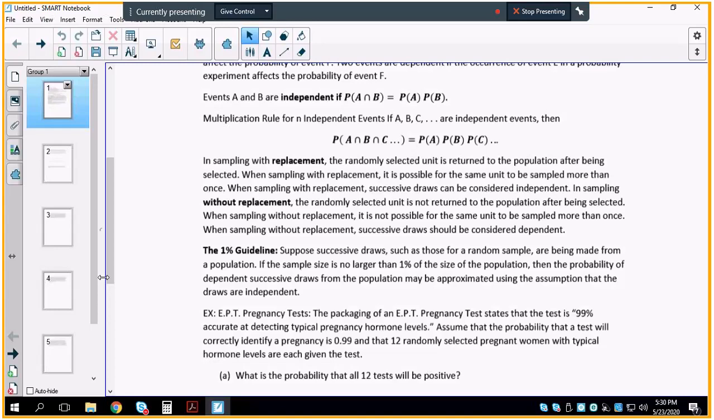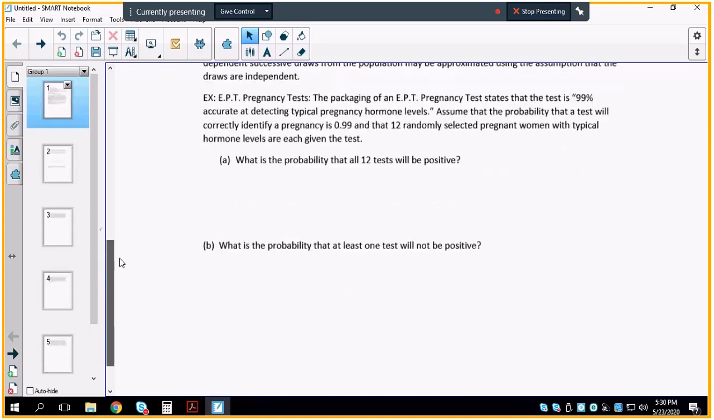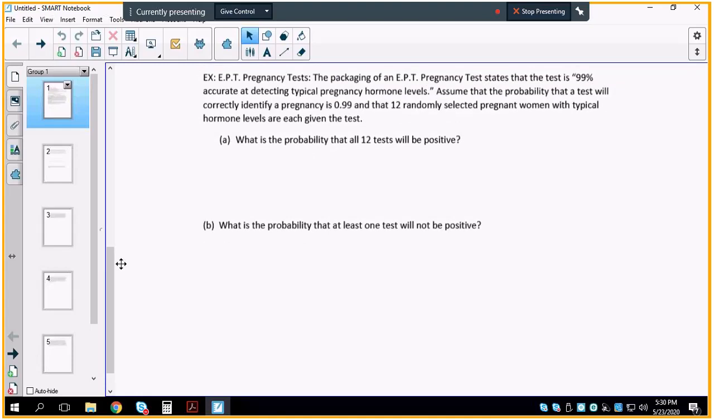So we're going to explore the dependency a little bit, and we will do a bunch of exercises. So let's start with our first exercise, and this one is EPT pregnancy tests. The packaging of an EPT pregnancy test states that the test is 99% accurate at detecting typical pregnancy hormone levels. Assume that the probability that a test will correctly identify a pregnancy is 0.99, and that 12 randomly selected pregnant women with typical hormone levels are each given the test. What is the probability that all 12 tests will be positive?